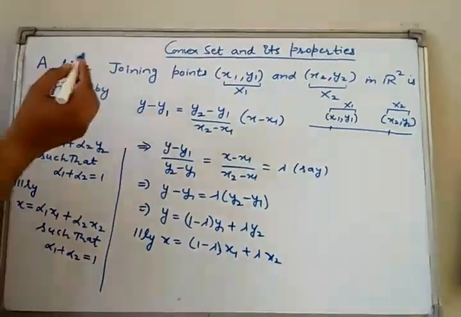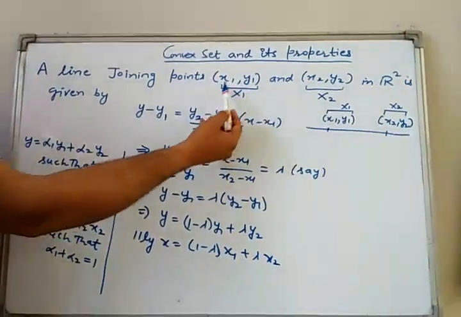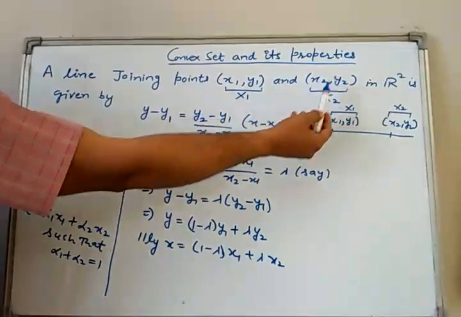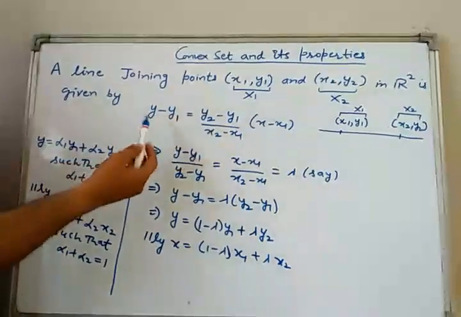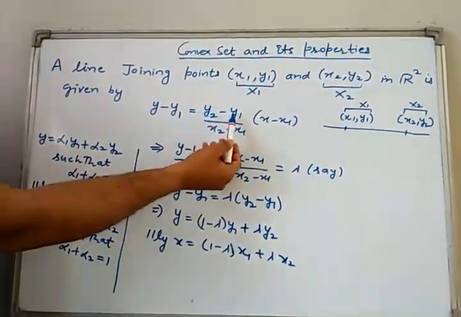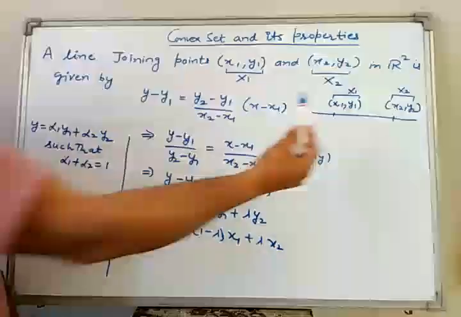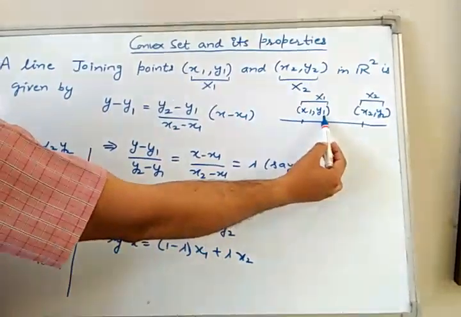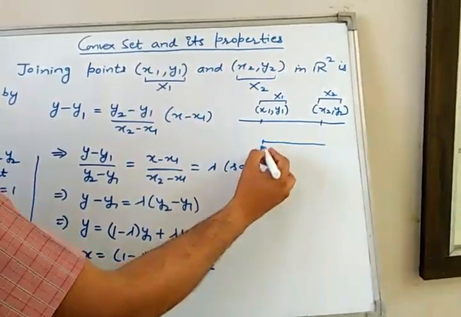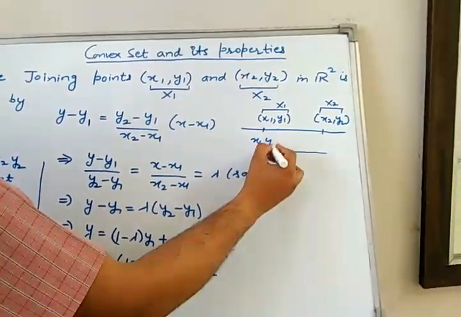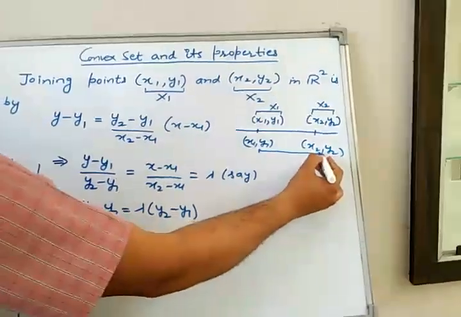Now we all know that the equation of a line joining points (x1, y1) and (x2, y2), say point (x1, y1) as x1 and (x2, y2) as x2 in R square, is given by this equation: y minus y1 equals (y2 minus y1) upon (x2 minus x1) times (x minus x1). This is the line joining the points (x1, y1) and (x2, y2). We have to find the equation of the line segment joining these two points.